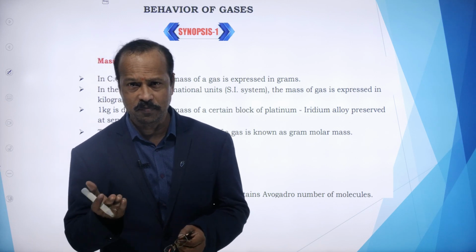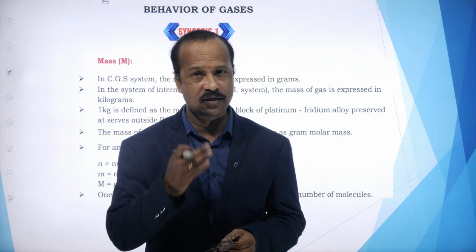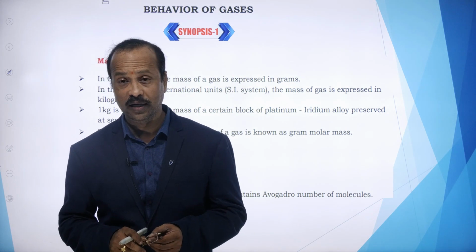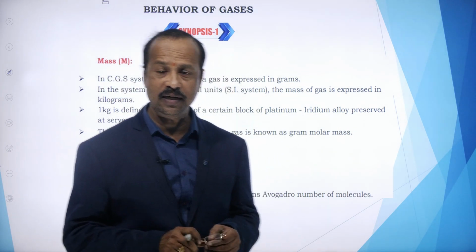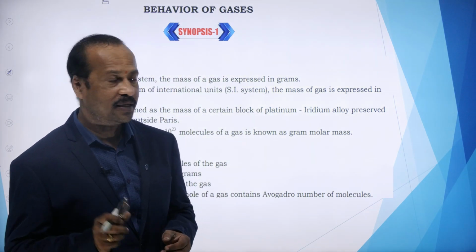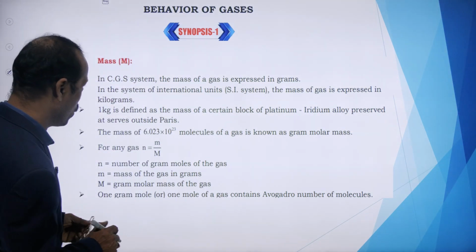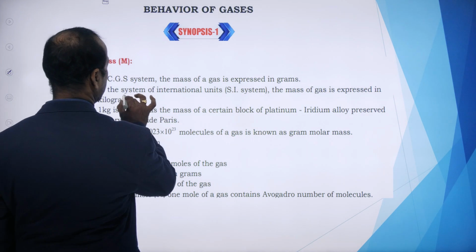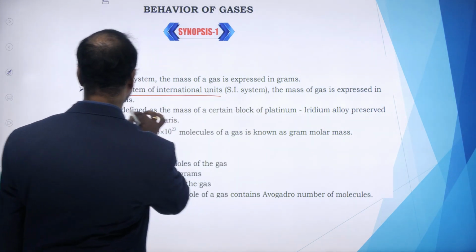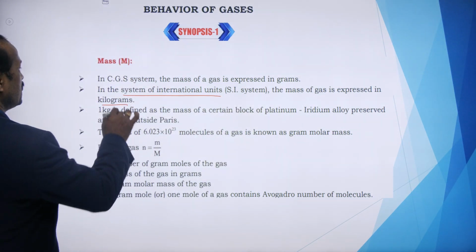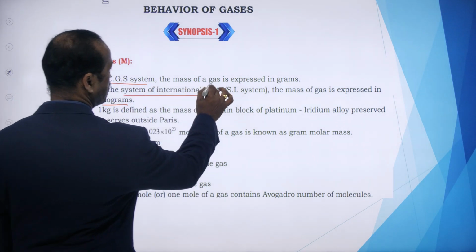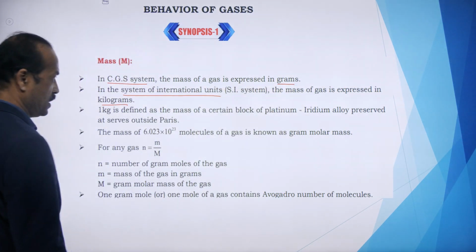Mass means what? The quantity of matter is called mass, and mass is measured in kgs. The SI unit is the kilogram. Here SI means the system of international units. The SI unit is the kilogram, but it is also measured in the CGS system. In the CGS system it is measured in grams.